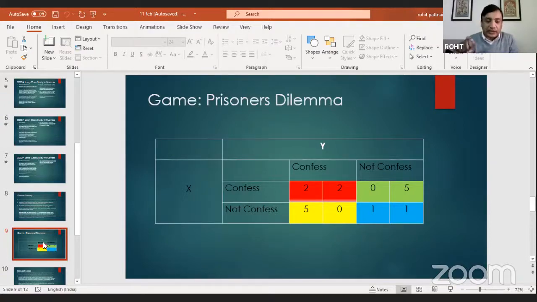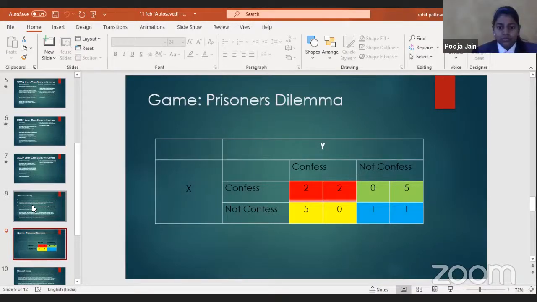This is what a classic Nash equilibrium is in simple parlance. There is a mathematical definition, but in simple terms, it is basically your best outcome, irrespective of what the other person would do. This is your best outcome.